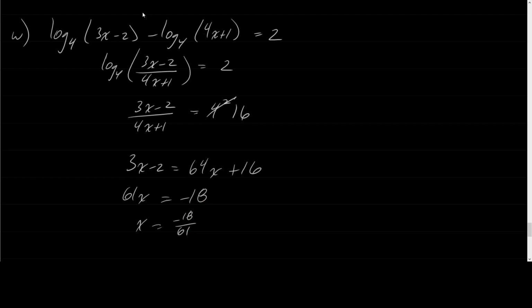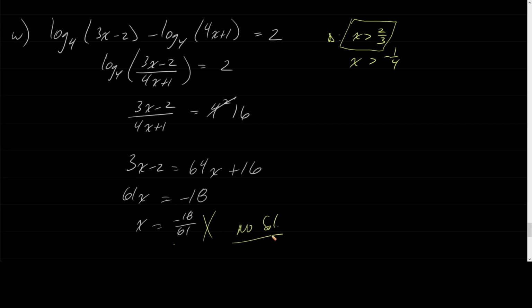But let's look at the domain of the problem. From the first part, we had that x must be greater than 2/3, right? Because 3x minus 2 must be greater than 0. From the second part, we have that x must be greater than negative 1/4. In here, this negative 1/4 and this 2/3, well, from these two, 2/3 is the more restrictive one, right? So in here, this negative 18 over 61 doesn't work, all right? It doesn't work. So what we get here is no solution, all right? There's no solution for this.